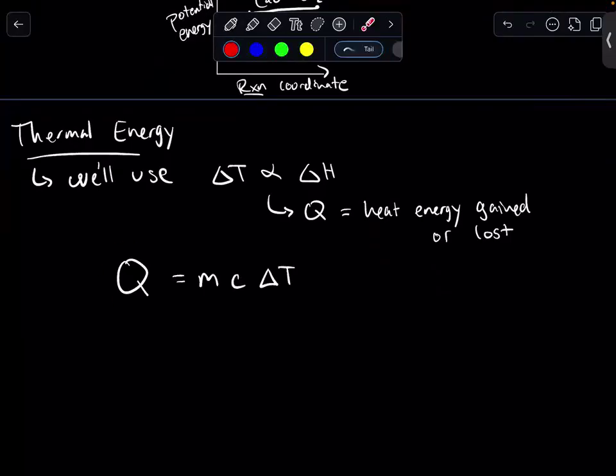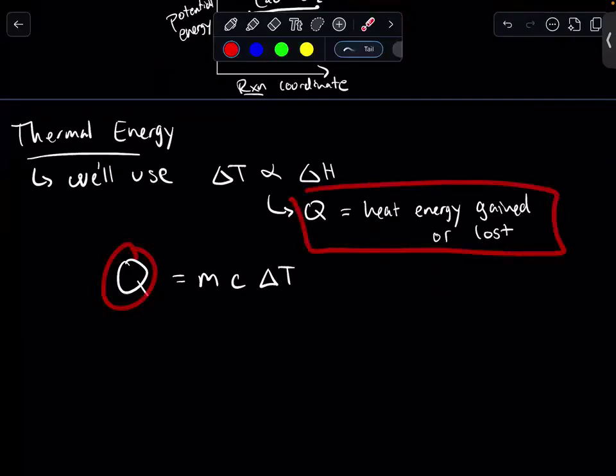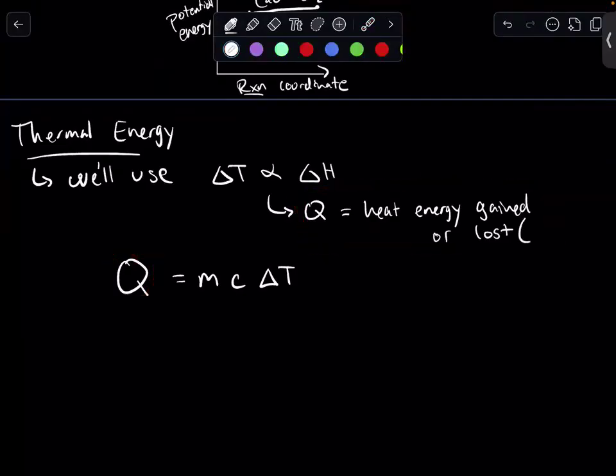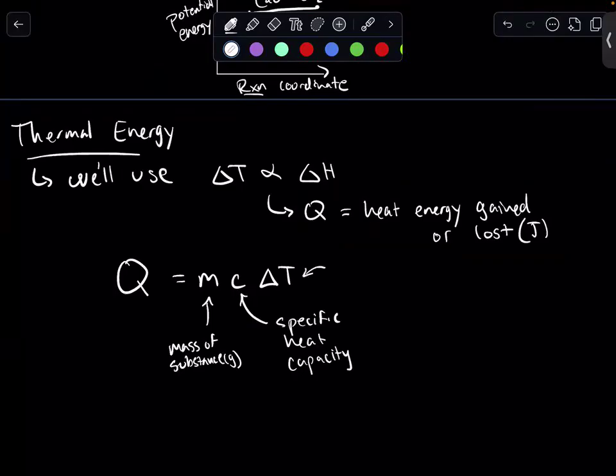So once again, Q is the heat energy gained or lost. This will be measured in joules. m is our mass of substance, whatever we're measuring, and that's going to be in grams. c is going to be what's known as the specific heat capacity of a substance. And delta T is our change in temperature.